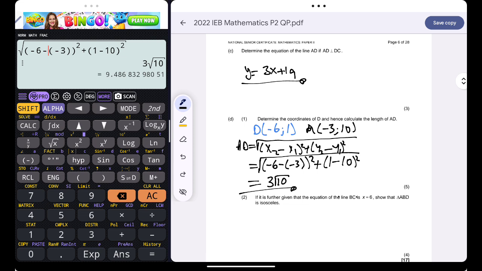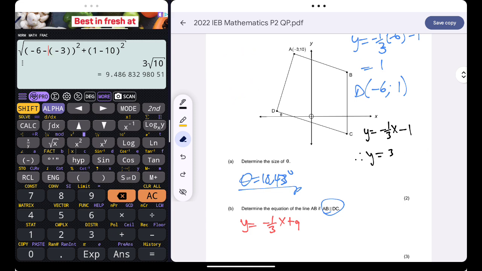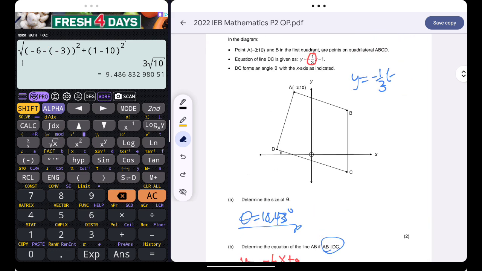Okay, it is further given that the equation of the line BC is x is equal to 6. Show that triangle ABD is isosceles. Where is BC here? Oh, they are basically saying that line BC is a vertical line, né? Because if you are told that the equation of that line is x is equal to 6, that means it's a vertical line and x doesn't change. X is always 6.